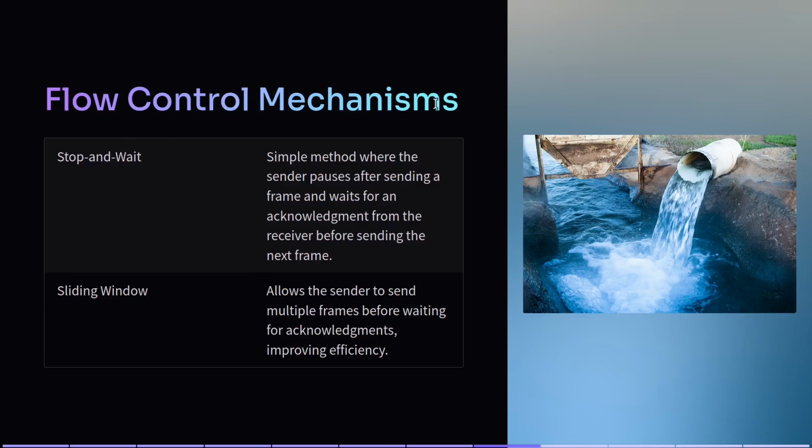Flow control mechanisms. Stop and wait: a simple method where the sender pauses after sending a frame and waits for an acknowledgement from the receiver before sending the next frame, similar to the TCP three-way handshake. Sliding window: allows the sender to send multiple frames before waiting for acknowledgements, improving efficiency.